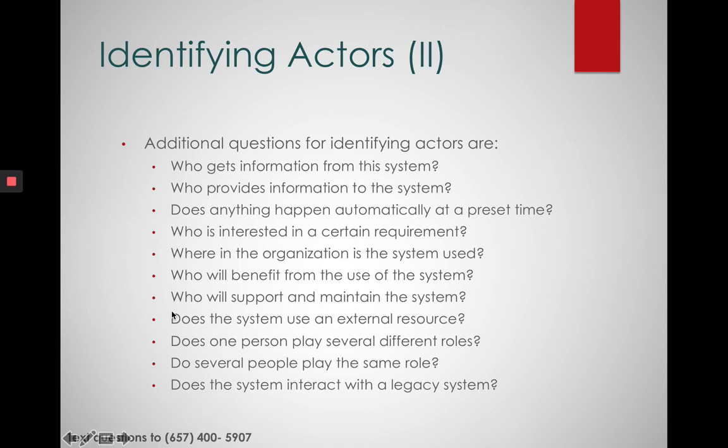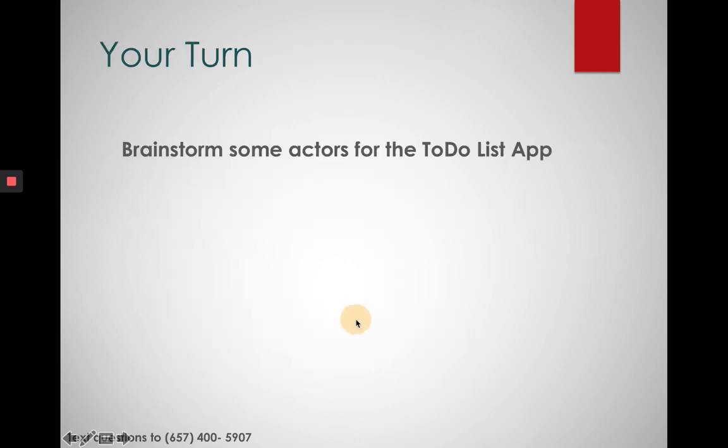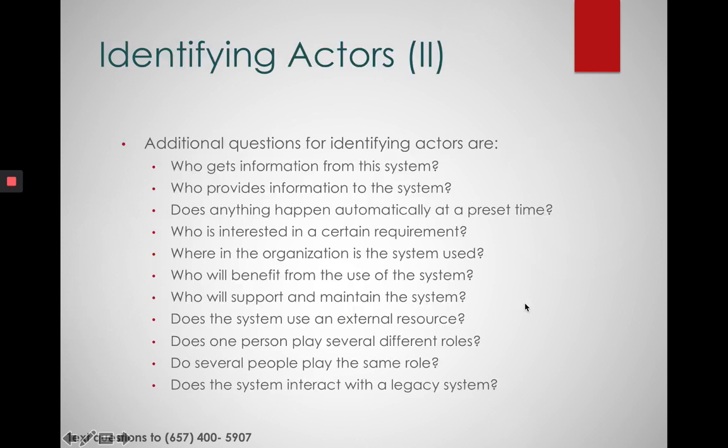And then finally, here are more questions for identifying actors, just helping you to brainstorm some different actors that there may be. For example, does the system use an external resource? If you think about travel systems like Orbitz or Travelocity, those kinds of systems are built around external resources. Also things like insurance quoting services where you ask for a quote and their system goes and pulls data from all these different insurance companies and presents it to you.